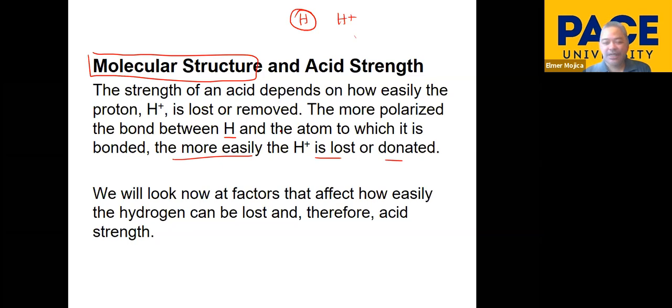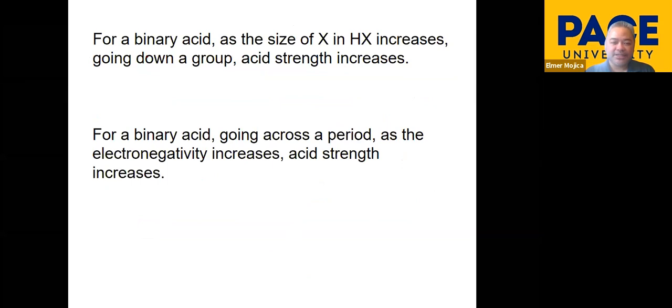So, polarized. What does it mean by polarized? The more polar the substance is, the more it has partially positive and partially negative charges, and the easier it is for the hydrogen to dissociate. So let's look at the binary acid. When we're talking about binary acid, it's made up of hydrogen and another element.